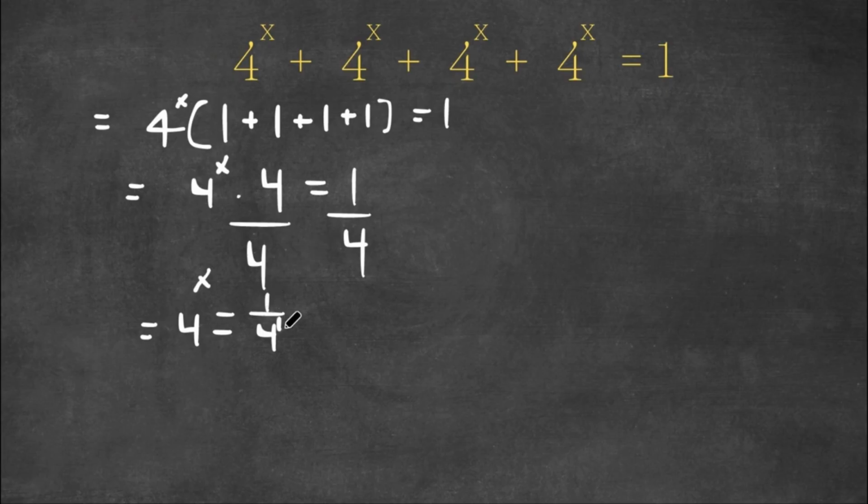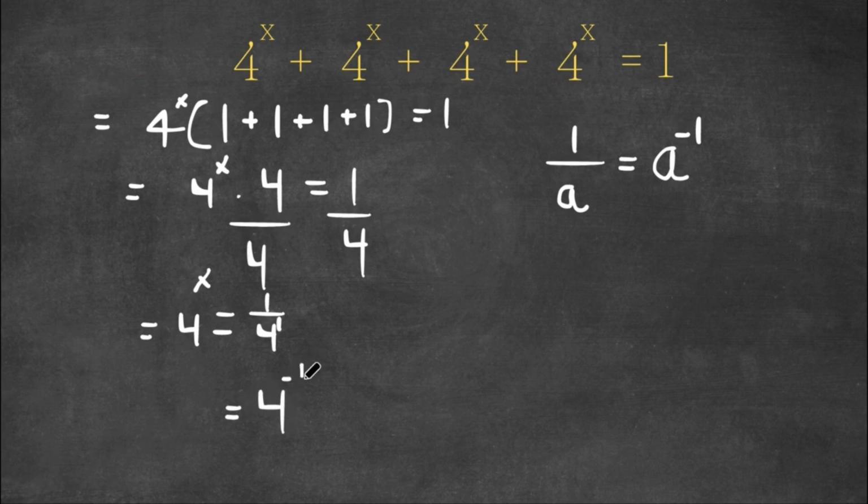Well, 1 over any number, so let's say we have 1 over a, this is the same thing as a to the power of negative 1. So it simply changes the exponent to a negative. So we're going to do the same thing with 1 over 4 to the power of 1. This would equal 4 to the power of negative 1.